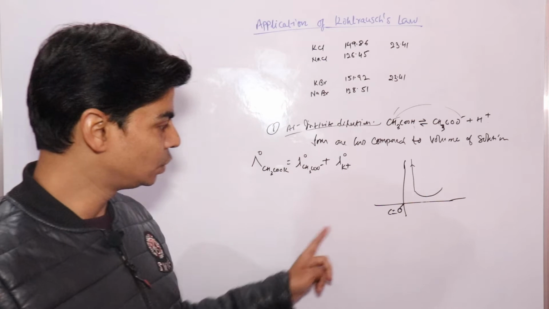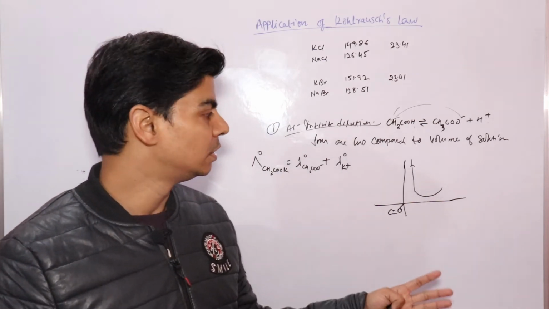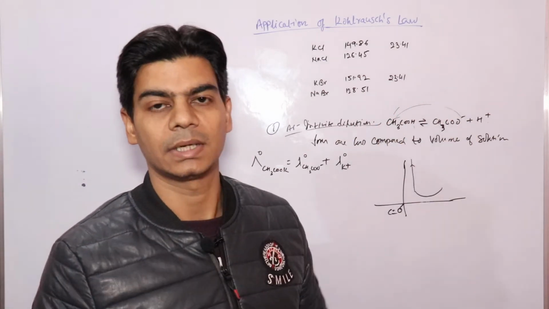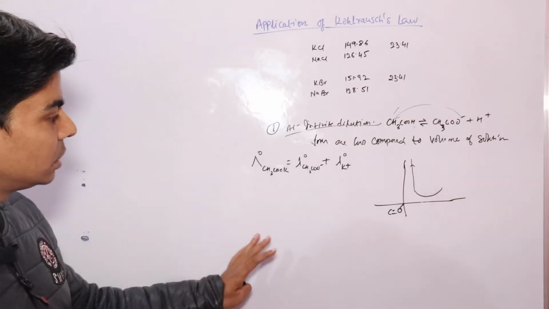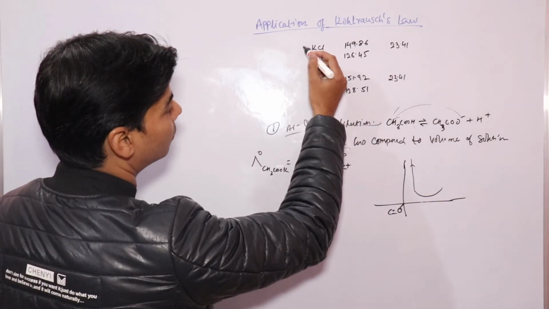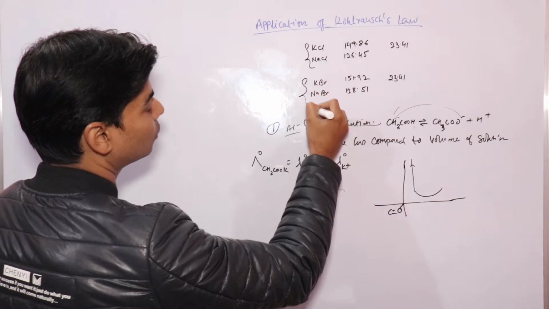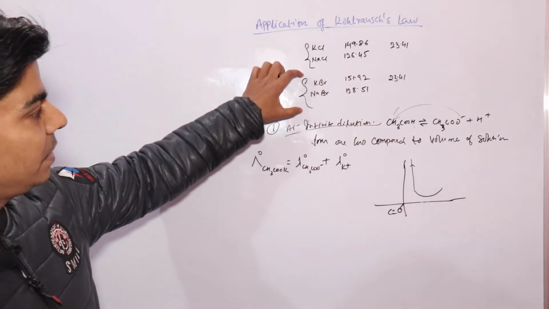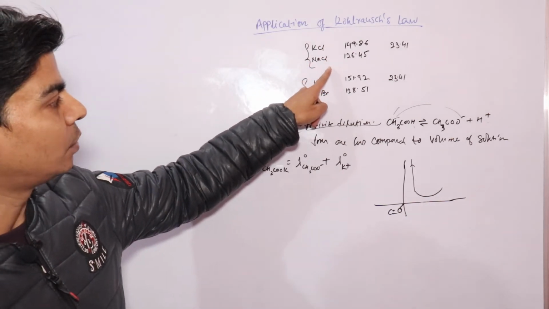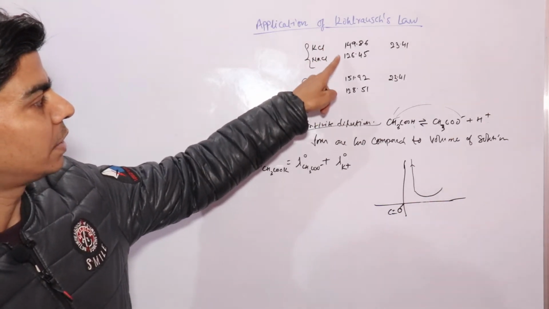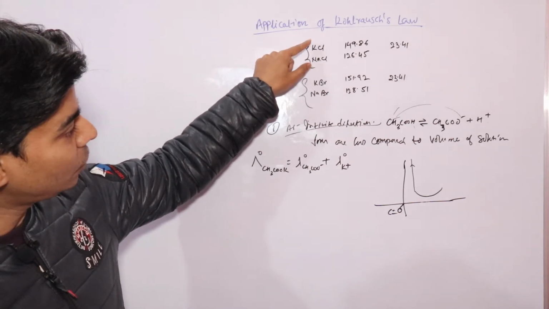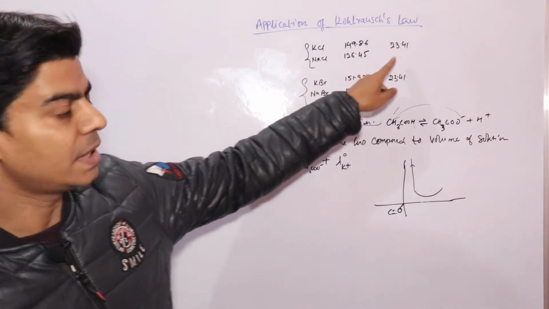So now we will use this law to calculate the molar conductance of weak electrolytes like acetic acid. Before this, let's quickly recall. We have understood that Kohlrausch did experimental studies where he took pairs of electrolytes and found that the difference in the molar conductivities of these electrolytes containing a common anion was the same.